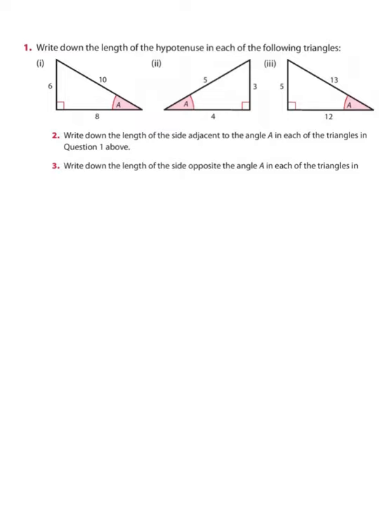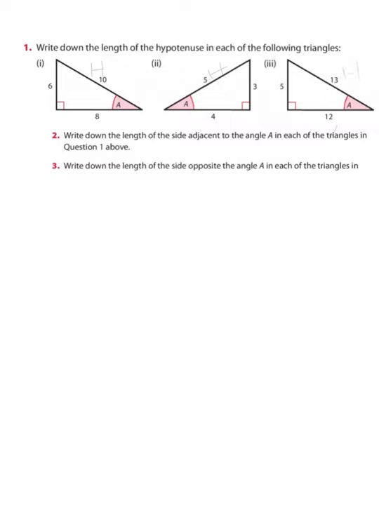Okay, so again, we're just dealing with labelling sides of a triangle. So question 1 here, it says write down the length of the hypotenuse in each of the following triangles. So we know that the hypotenuse is the one opposite the right angle. So in the first triangle, the hypotenuse would be 10. In the second one, it's opposite the right angle, so it would be my 5. And then it's opposite the right angle in my third example here, which will be 13. So remember, the hypotenuse is always opposite the right angle. So just identifying sides of a triangle.